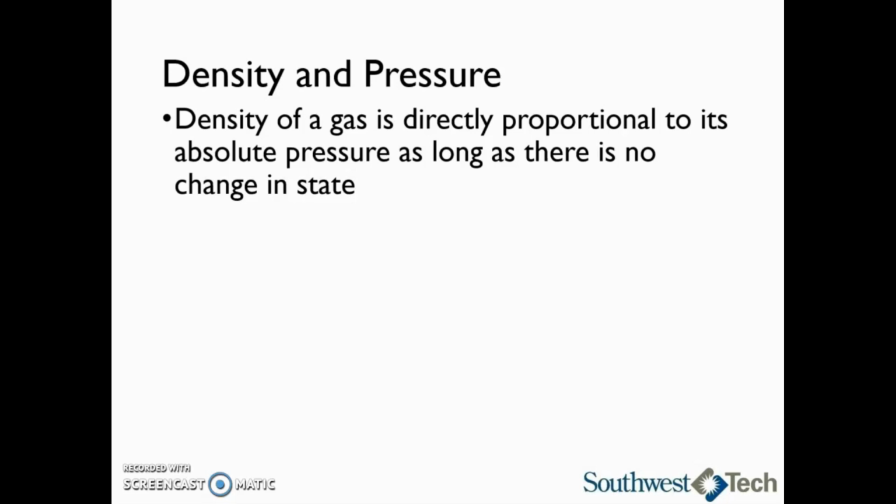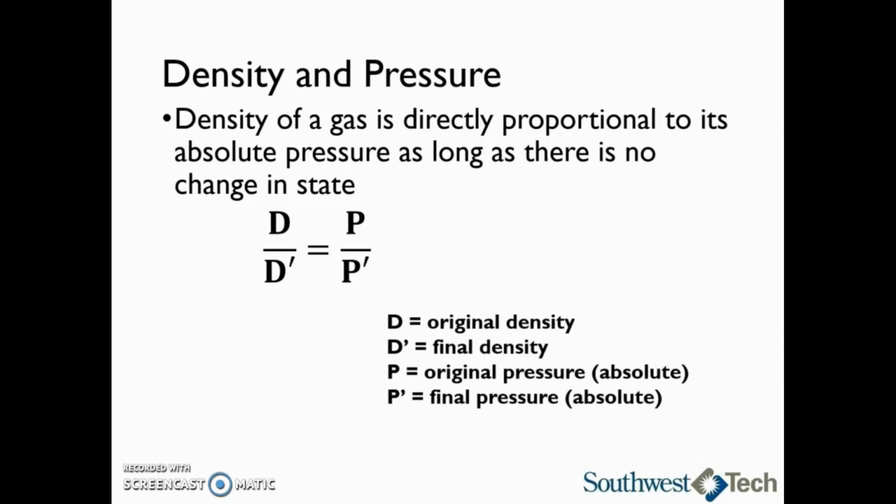As long as this is true, we can say that D divided by D prime is equal to P divided by P prime, where D is the original density, D prime is the final density, P is the original absolute pressure, and P prime is the final absolute pressure. We could also say that D times P prime equals D prime times P, since they are directly proportional. As a reminder, directly proportional means that as one quantity increases, the other quantity increases as well, or if one quantity decreases, the other quantity also decreases.